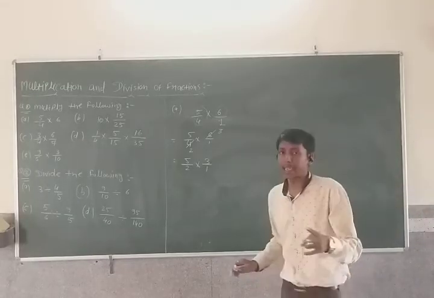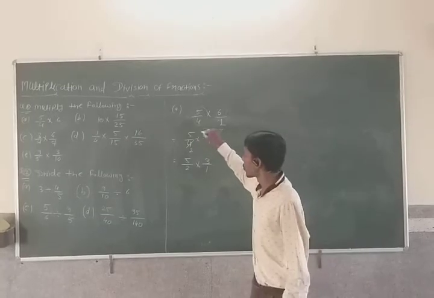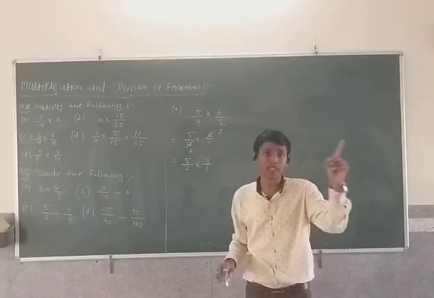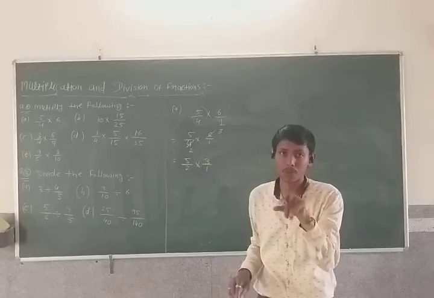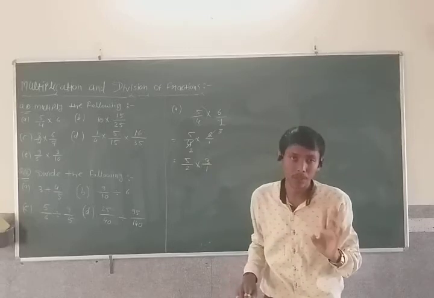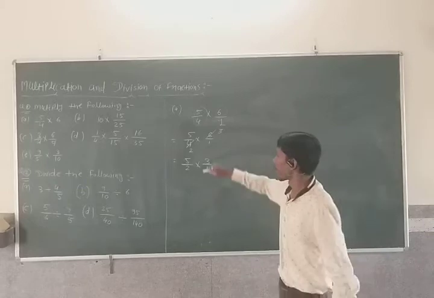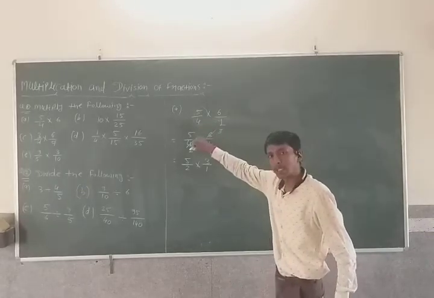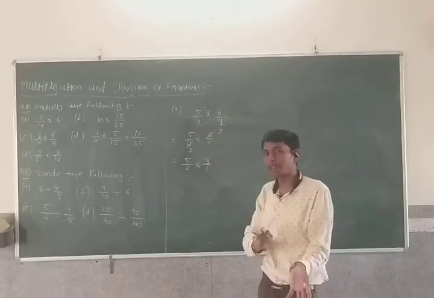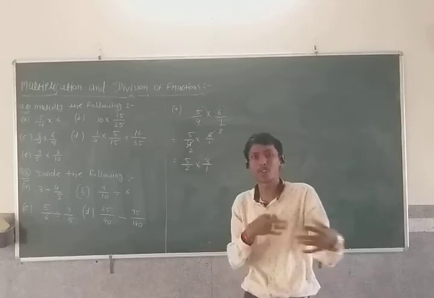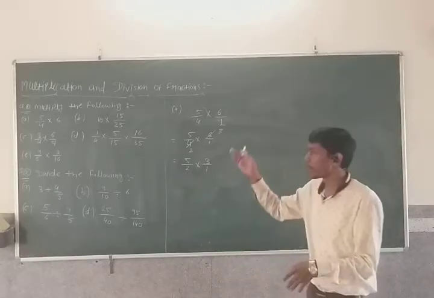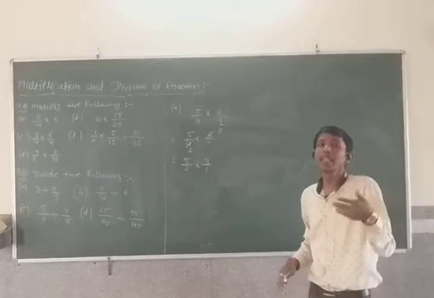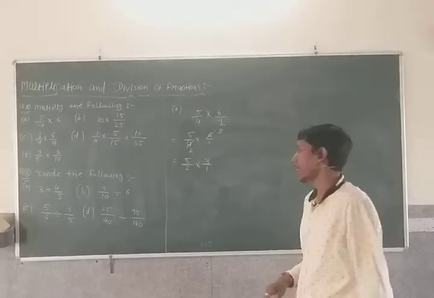And the second thing is that we cannot simplify numerator to numerator. Denominator to denominator, no. We cannot simplify. We can simplify numerator to denominator only. Whether it is of the first fraction, the second fraction, or the third fraction, we can do it. I will explain more examples and you will understand it better.